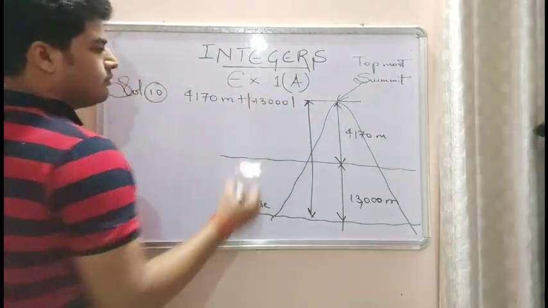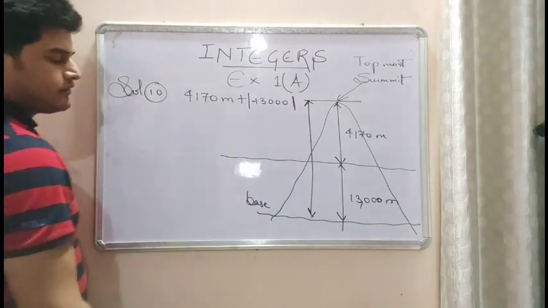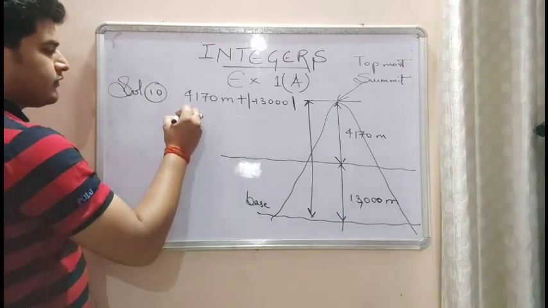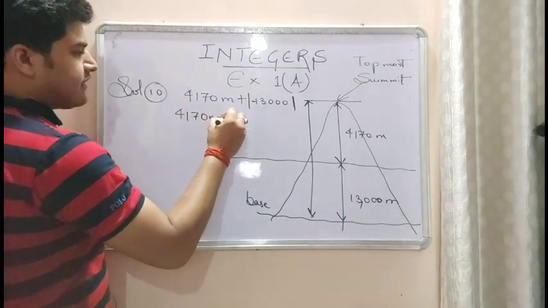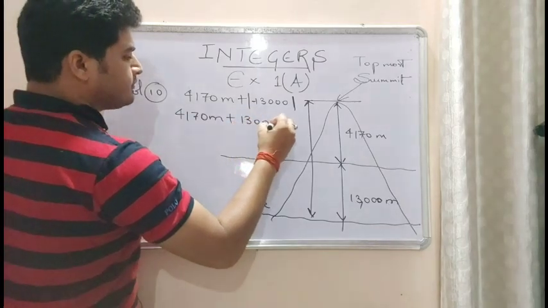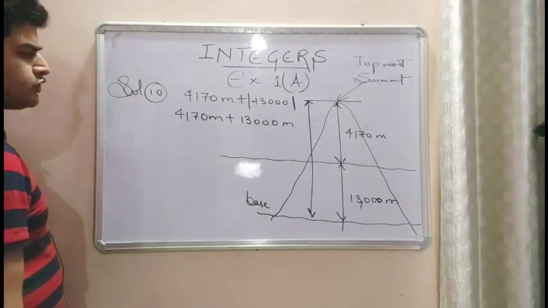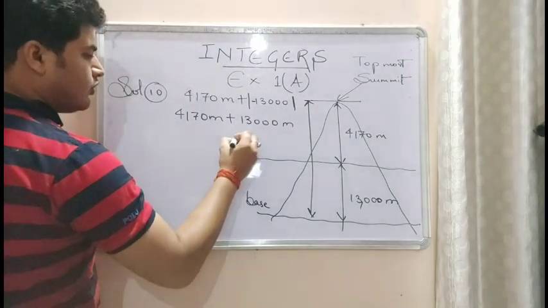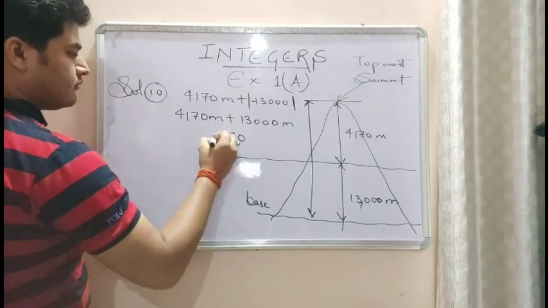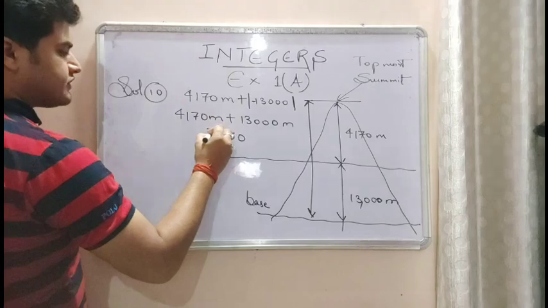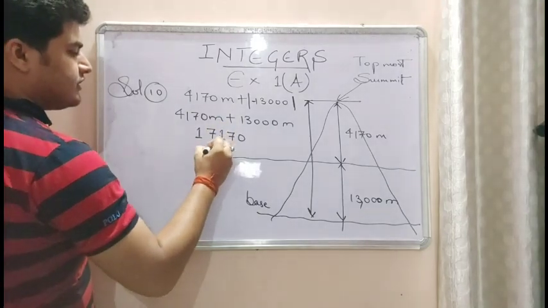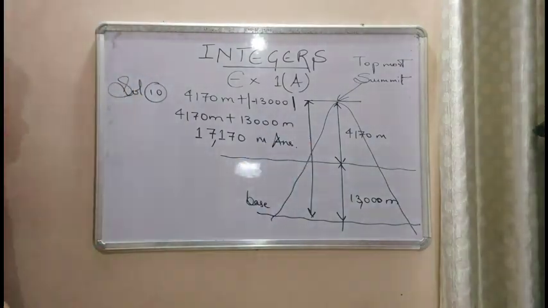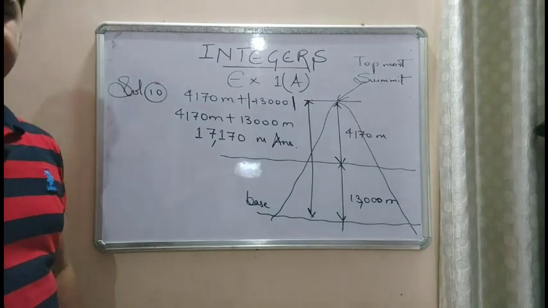So we will keep it in mod because we have to find the distance. So we don't take the negative value, we take the mod of that value. So 4170 plus 13,000 meters. On adding the two, you will get 17,170 meters. So 17,170 meters is the distance between the summit and the base.